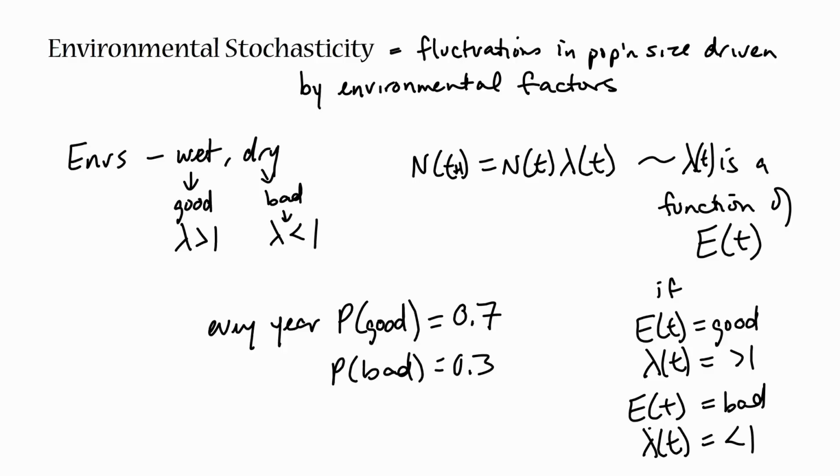The next year, you draw another environment, which tells you your growth rate, and you can update the population size. Rinse and repeat for as many years as you want. And then do a number of those simulations to get a distribution of the outcomes. It's also entirely possible to have both environmental stochasticity and demographic stochasticity in your model, just like it's quite possible to have a genetic model that has both selection and drift.